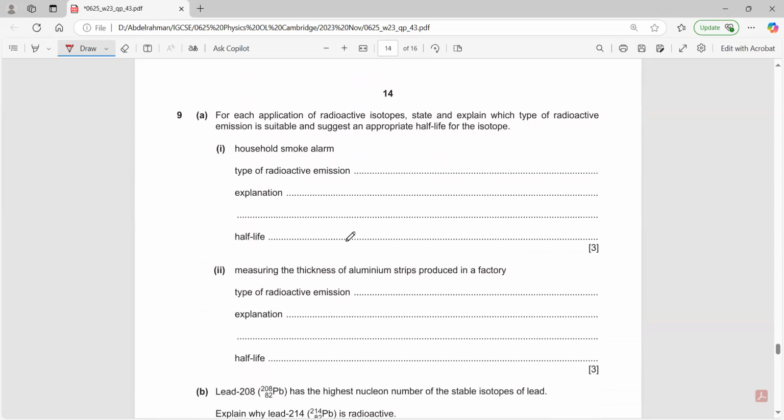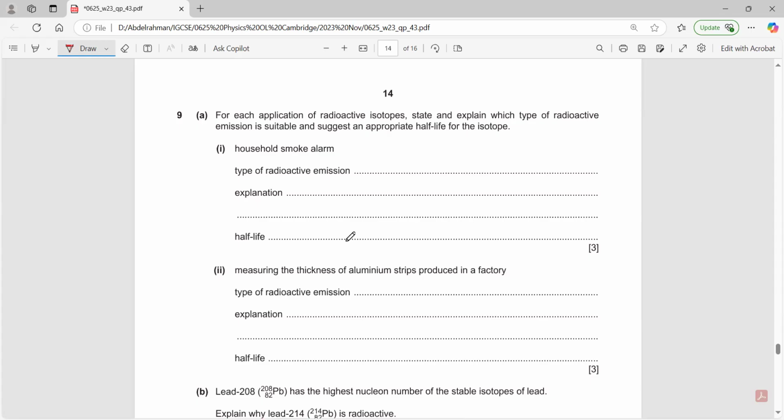Question 9. For each application of radioactive isotopes, state and explain which type of radioactive isotope would be suitable and suggest an appropriate half-life for the isotope. To be honest, this is quite a difficult question. They don't ask that much about these questions, but let's go on. Household smoke alarm.